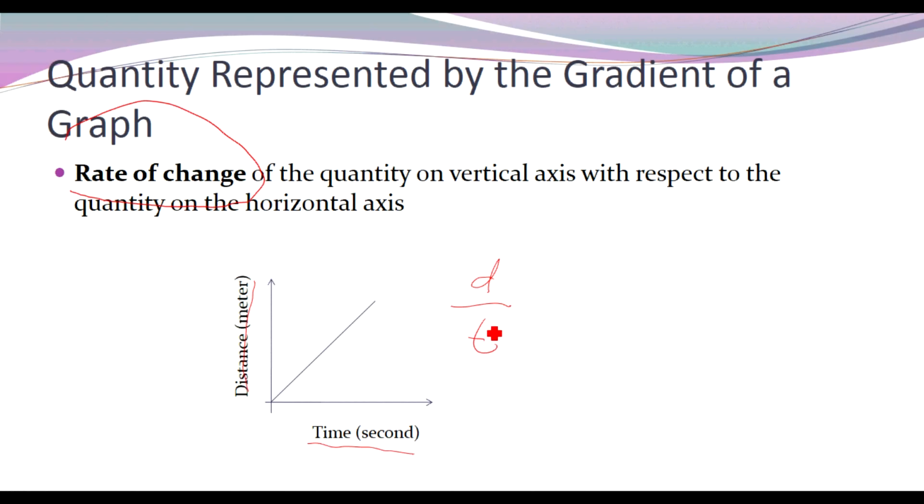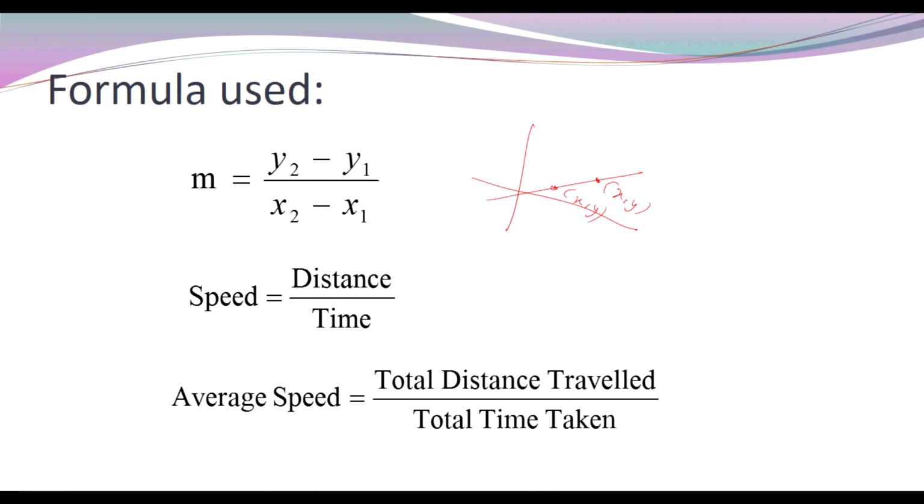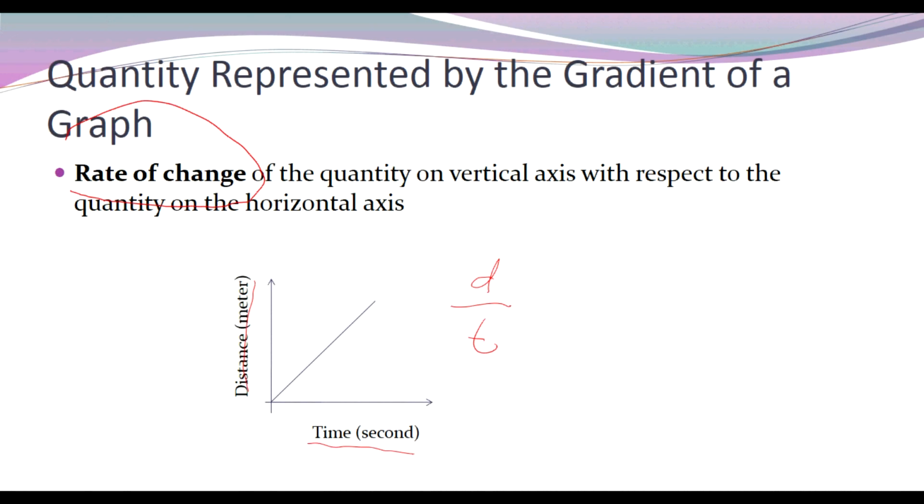Now we check. Just now you saw that the formula for speed is distance over time. When you calculate the gradient of the distance time graph, distance over time, this is actually the formula for speed. So the quantity represented by the gradient of the graph is the speed. The rate of change of distance with respect to time is the speed.